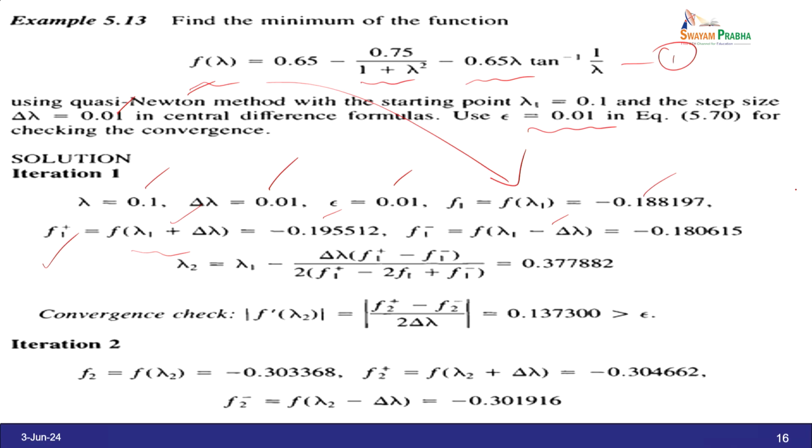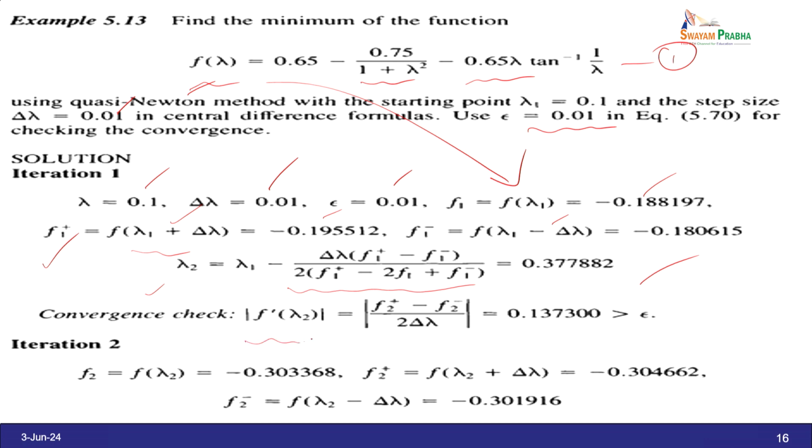Now, you have lambda 1 and epsilon and so on. The formula for the quasi-Newton method is lambda 2 equal to lambda 1 minus delta lambda into (f1 plus minus f1 minus) divided by 2 into (f1 minus 2 f1 plus f1 minus). You substitute all the values here, so that we get 0.377882. Now, we have to check the convergence.